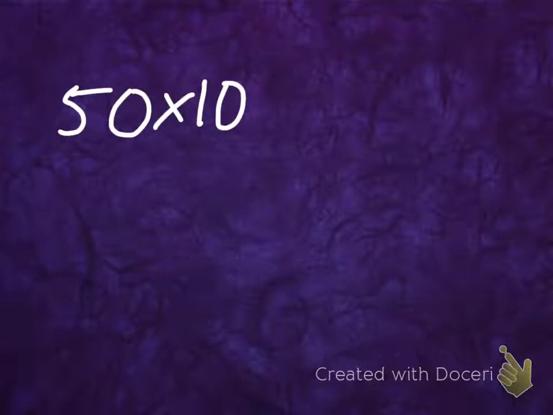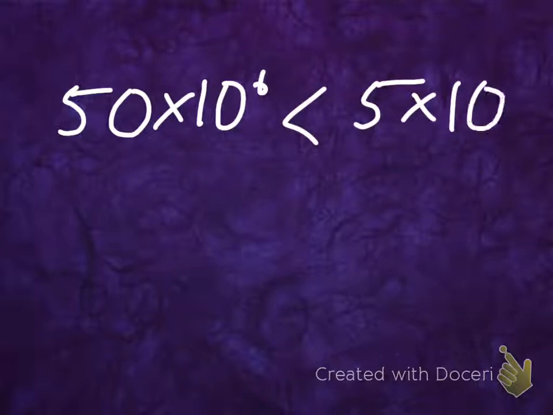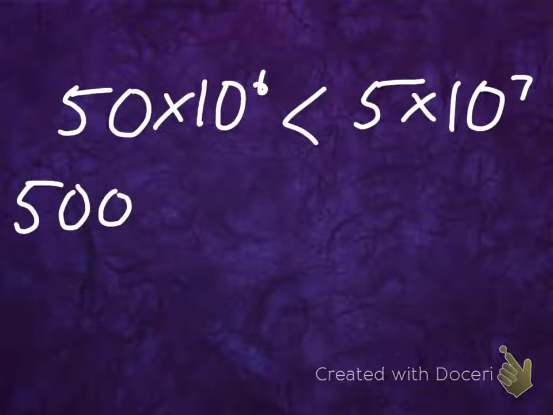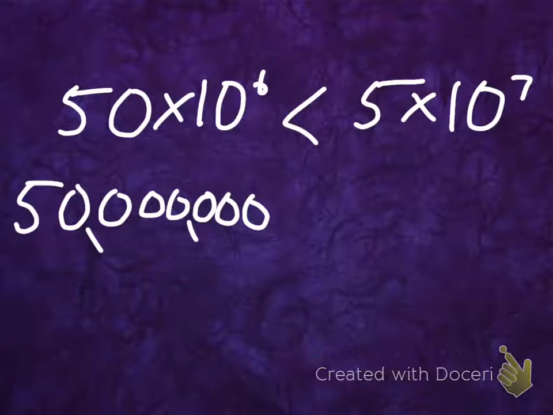Number 9, Meredith worked on some math problems at the library. She needed to select a statement that was true. Which of these statements should she have selected? So we want to find one that's true. All right, we have 50 times 10 to the 6 is less than 5 times 10 to the 7th. All right, so let's go ahead and solve these out. If I've got times 10 to the 6th, I'm moving my decimal 6 times to the right. So I'm going to have a 5 and 0, and then 6 more zeros. That gives me 50 million.